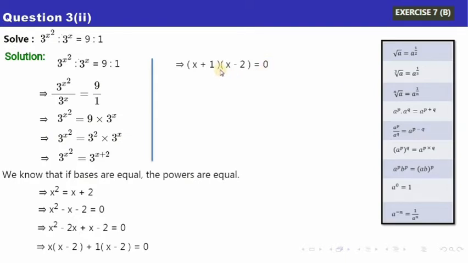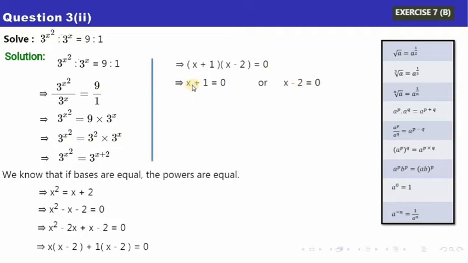What does this mean? This means that either this has to be 0 or this has to be 0. Because if any one of them is 0, then only the product is 0. Otherwise the non-zero numbers will not give you their product to be 0. So that's why either this must be equals to 0 or this must be equals to 0.